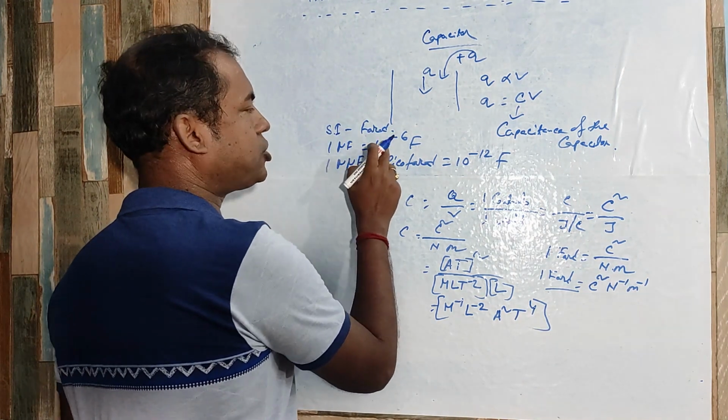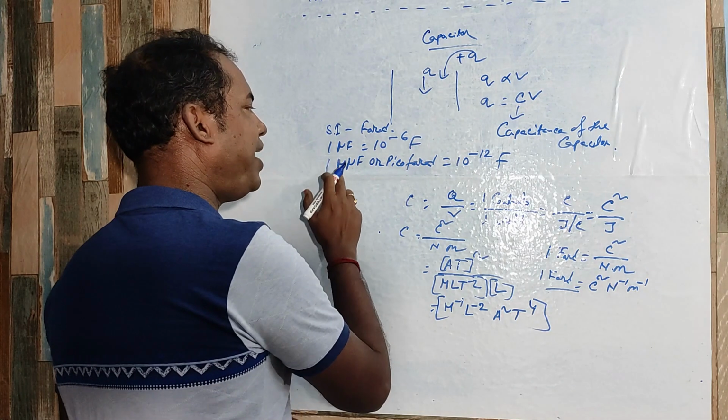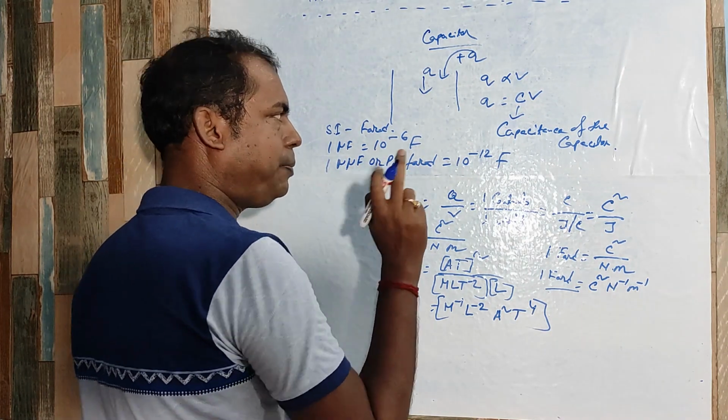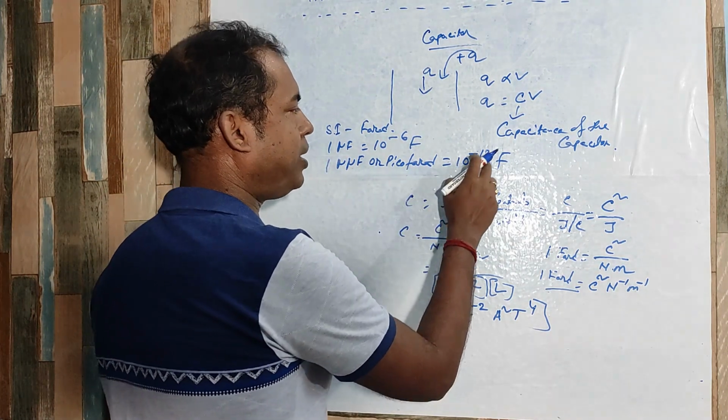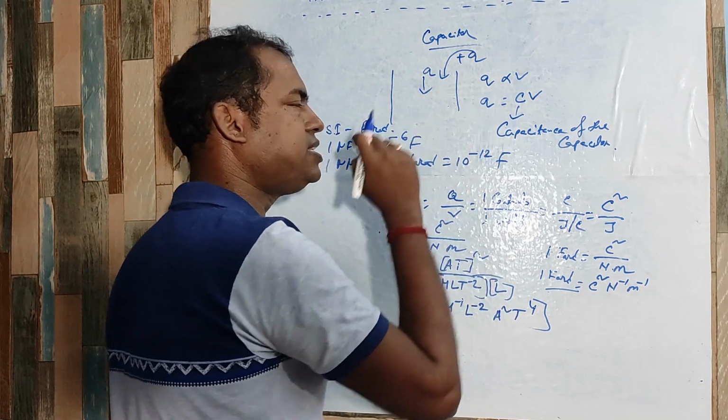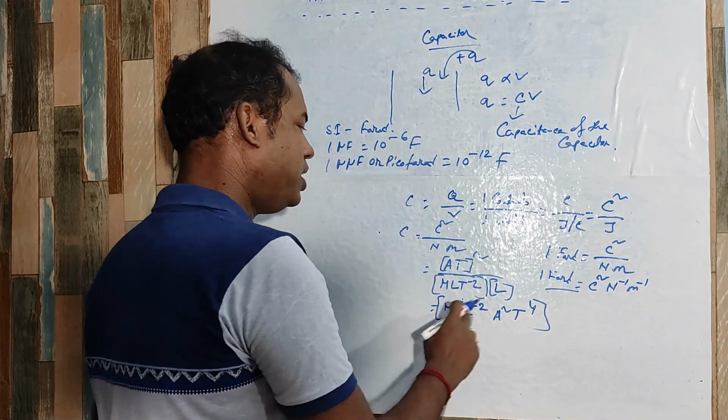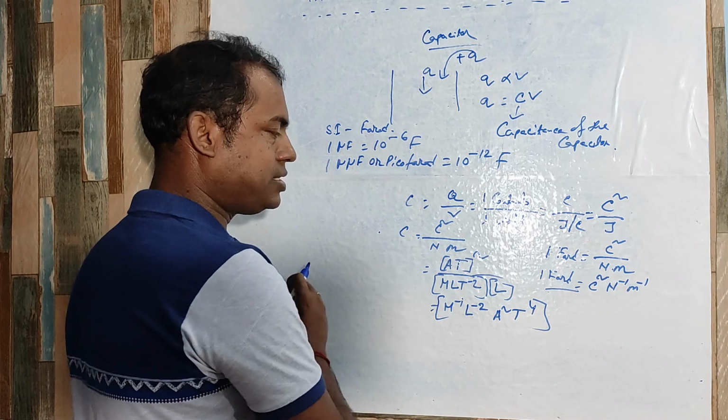So 1 microfarad equals 10 to the minus 6 farad, and 1 picofarad equals 10 to the minus 12 farad. This type of relation is very important, and this is also the dimension in this case.